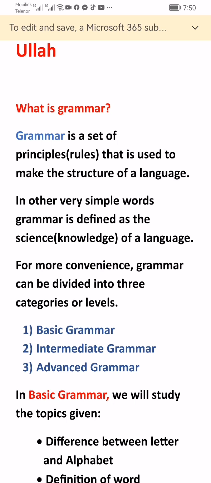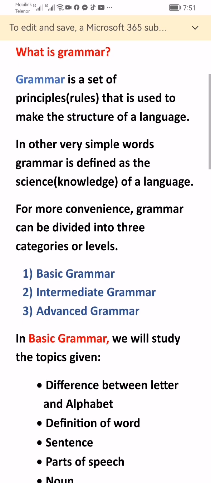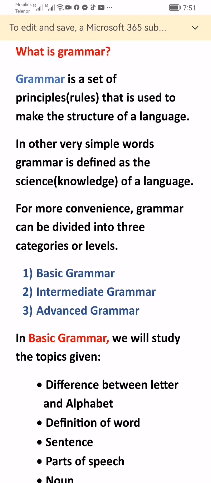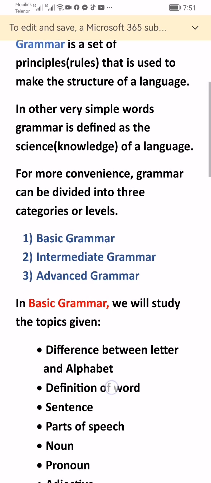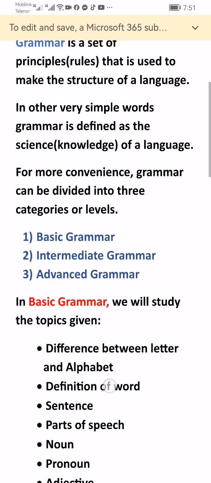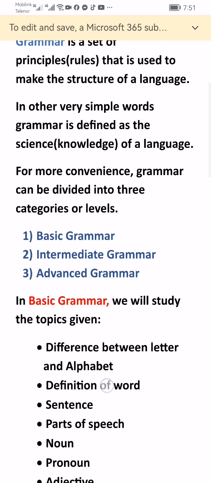So for more convenience, grammar can be divided into three categories or levels. First of all we will learn basic grammar, then we move on to intermediate grammar, and then when we learn intermediate grammar, we move towards advanced grammar. So that's the definition of grammar.